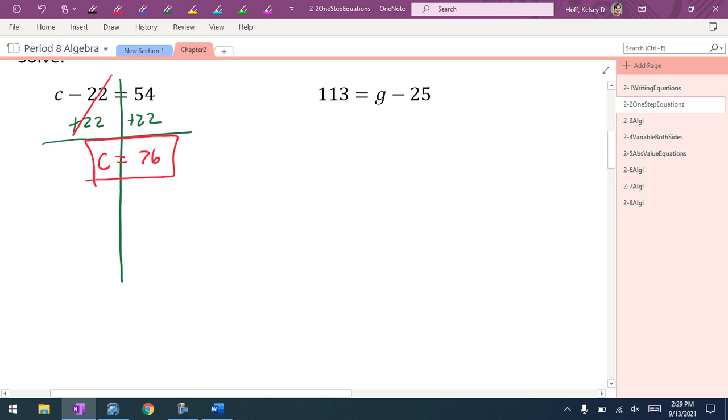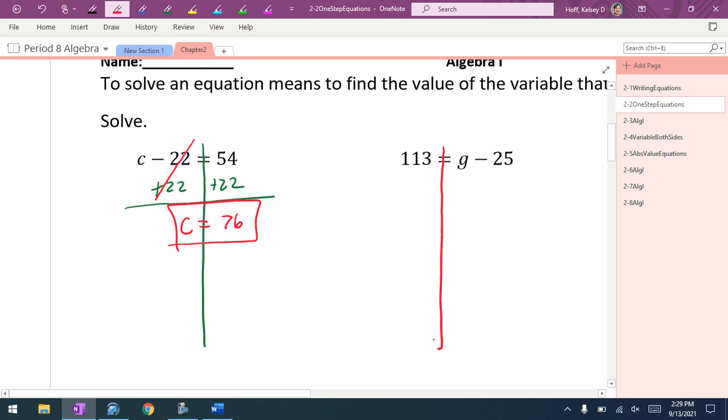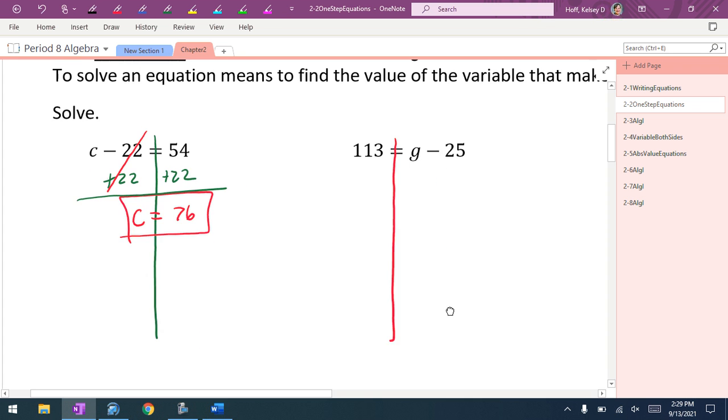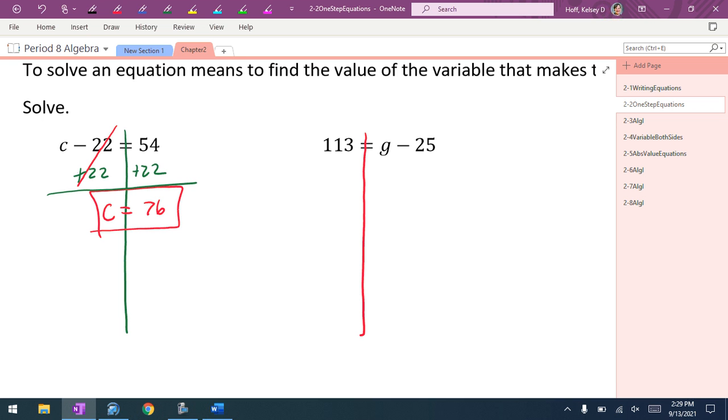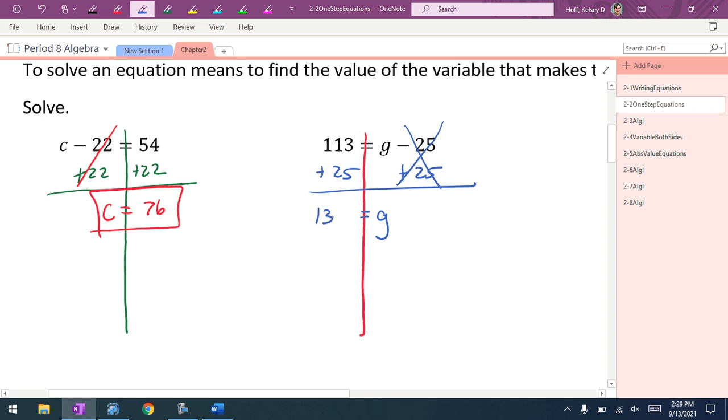Go to the right. 113 equals G minus 25. Draw the line down the equal sign. To get G by itself, I should add 25. 25 and negative 25 cancel. G's on the right. 113 plus 25, 138. I think we can skip that last one. What are your thoughts? Okay, let's go to the next one.